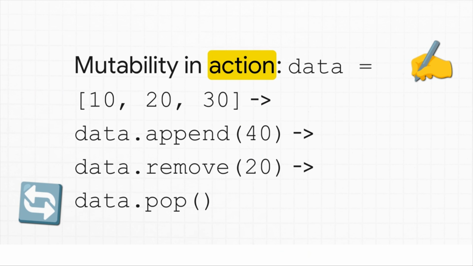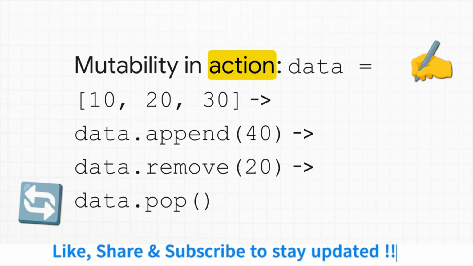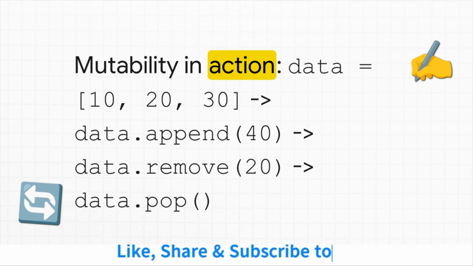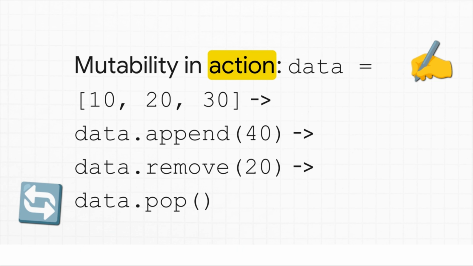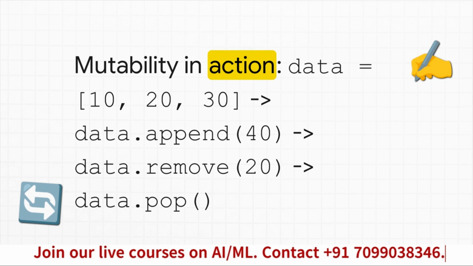And here's that mutability thing in action. Let's say we start with this list of data. 10, 20, 30. We can use .append to tack a 40 right onto the end. Easy. Then, maybe we want to get rid of the 20. No problem. .remove 20 takes care of that. And .pop? That just yanks the very last item off the list. See? It's like a living, breathing container for your data.